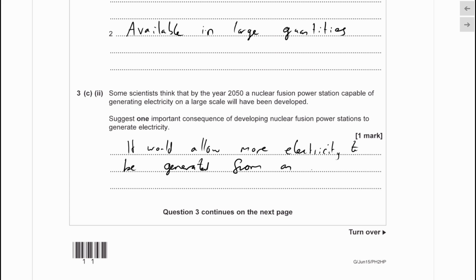From an abundant source. Okay, and that's more than enough. You could have also said that it reduces the amount of other fuels that we have to use. You could have said that there is less pollution going to be produced from generating electricity. All of those would have been really valid points.